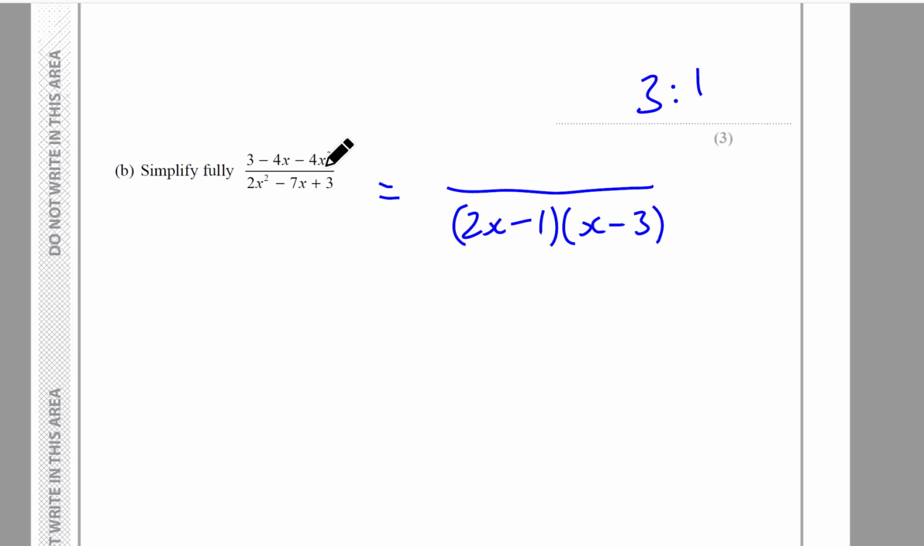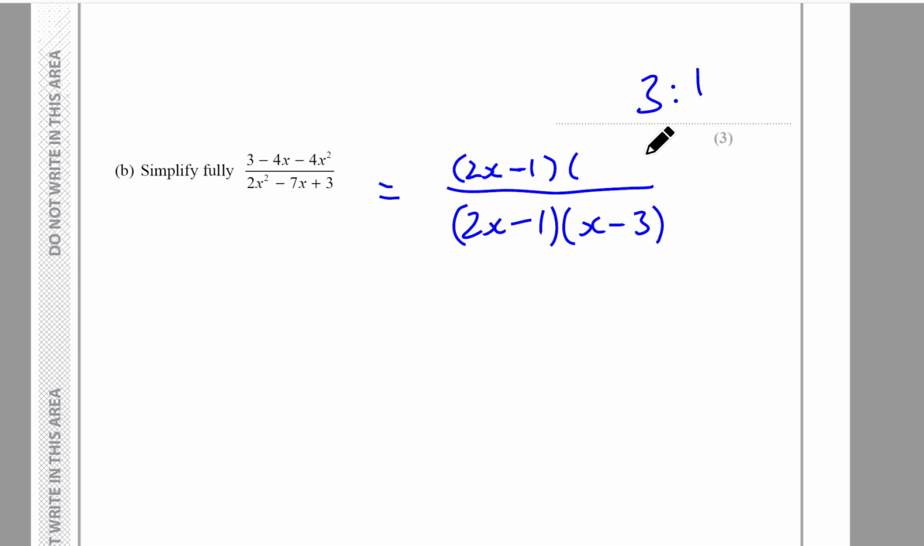Let me think, how would I explain that? Well, this is going to be a clue. If you've got the bottom, you know when you simplify these, one of these has got to be 2x minus 1. I'm pretty sure.